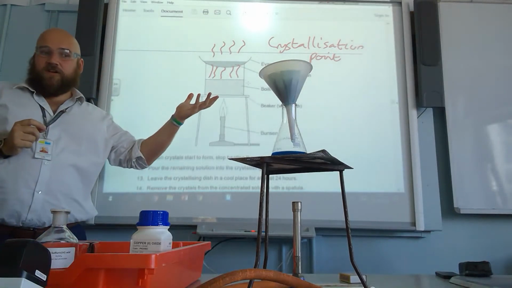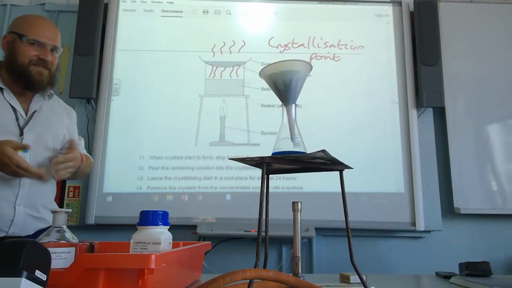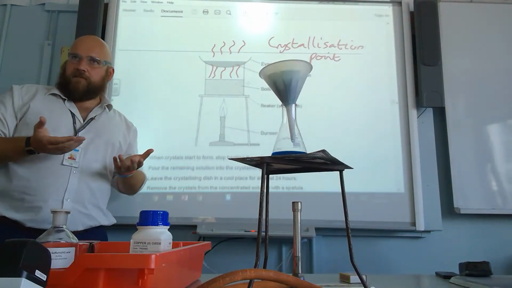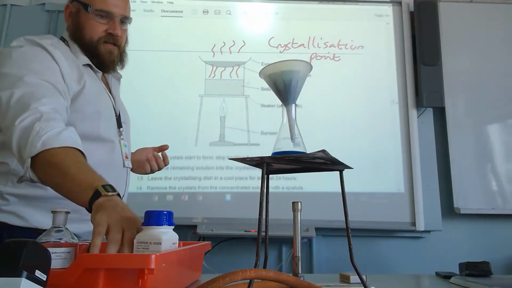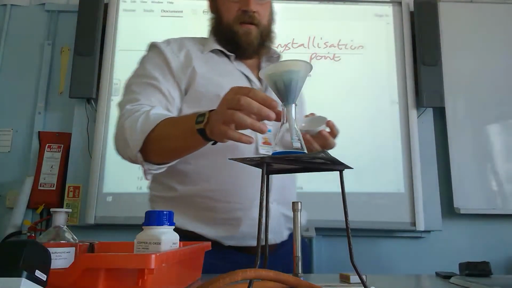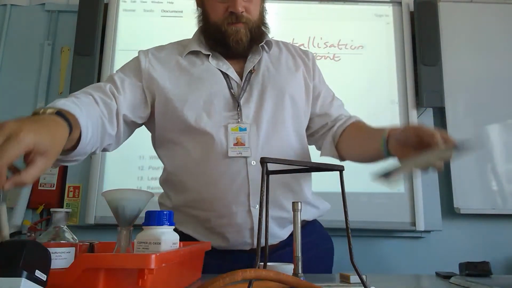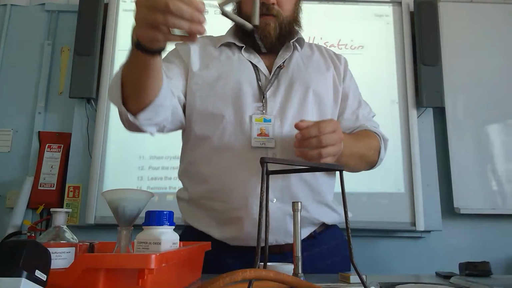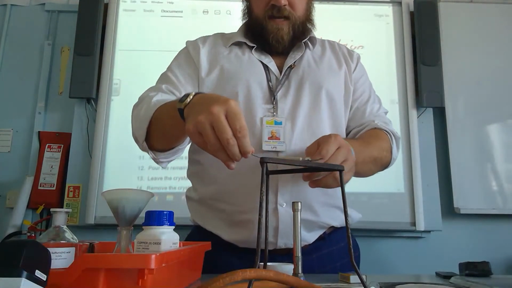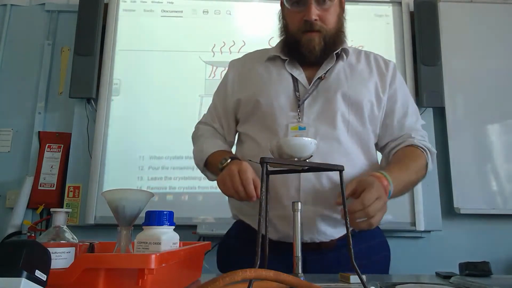Now, to speed things up, because that does take a long time, heating water and then using steam to evaporate more water is a very time-consuming process. So what I'm going to do is I'm just going to heat it in a crystallizing basin. Right? So I'm going to take that off, replace my gauze with a clay triangle. So a clay triangle is named thus.